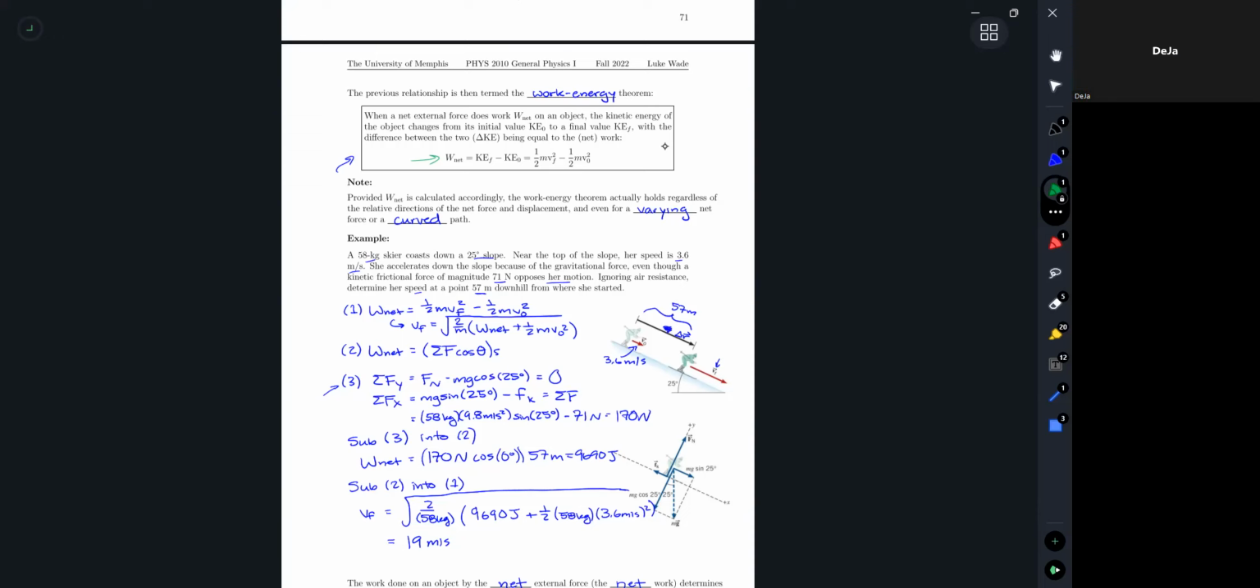Conservative force does not depend on the direction, or I can't remember. Not quite the direction, but the path that the object takes. So conservative does not depend on the path. Non-conservative does depend on the path. Can anyone give me an example of a conservative force? Gravity. Good. Any others that you can think of that we've actually used or dealt with?